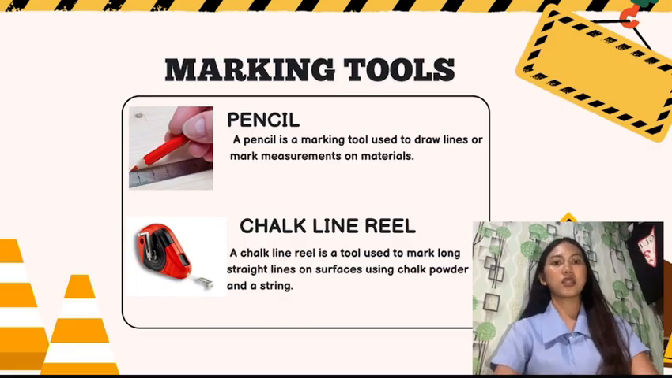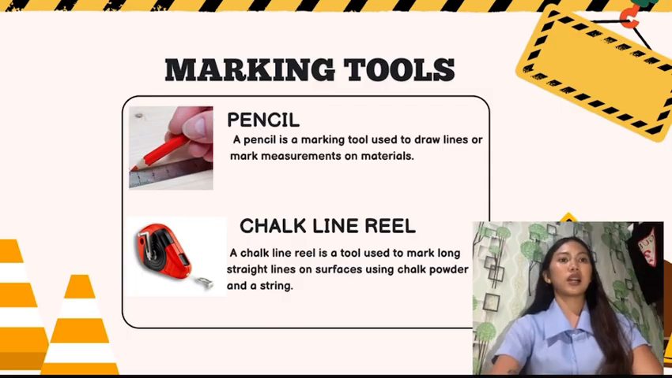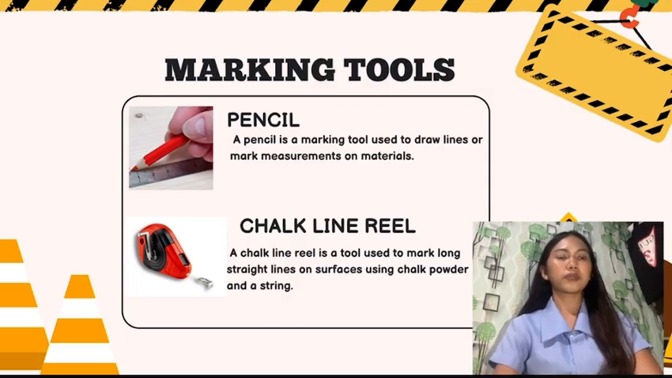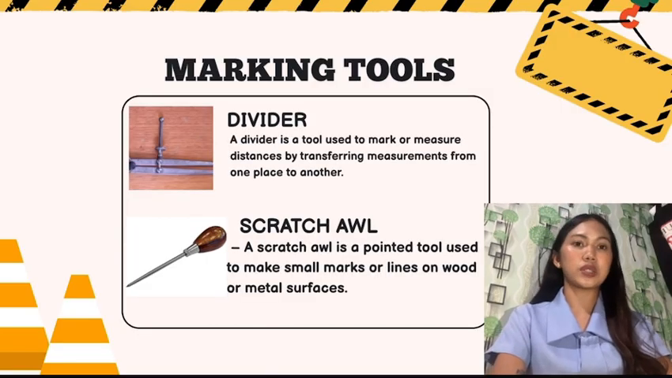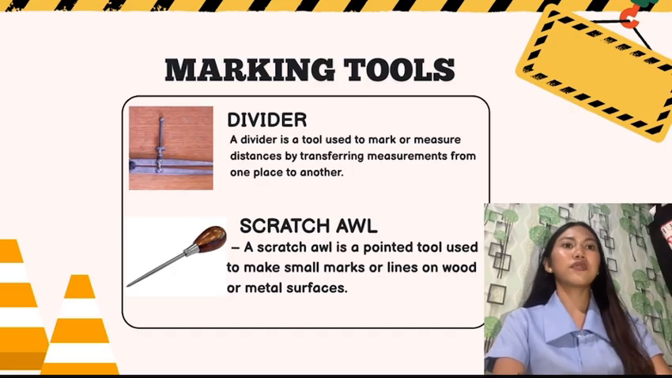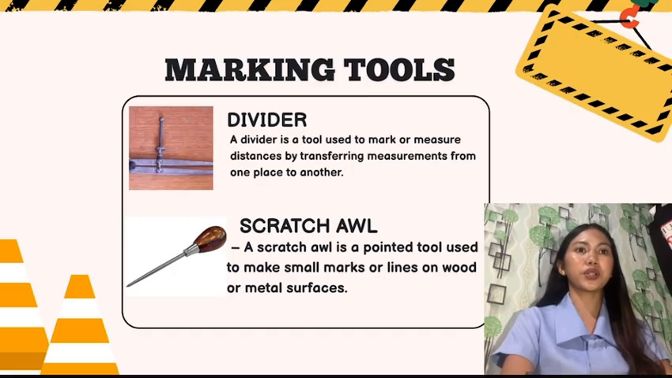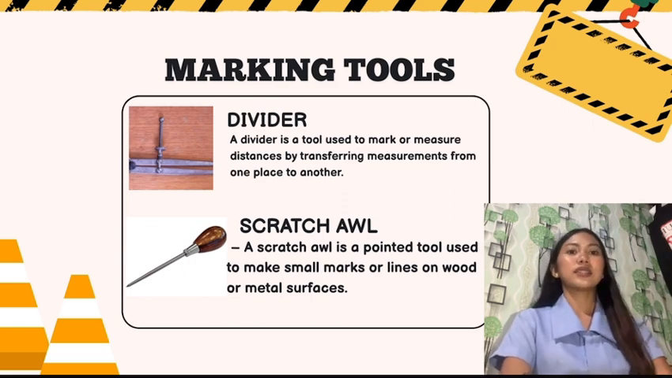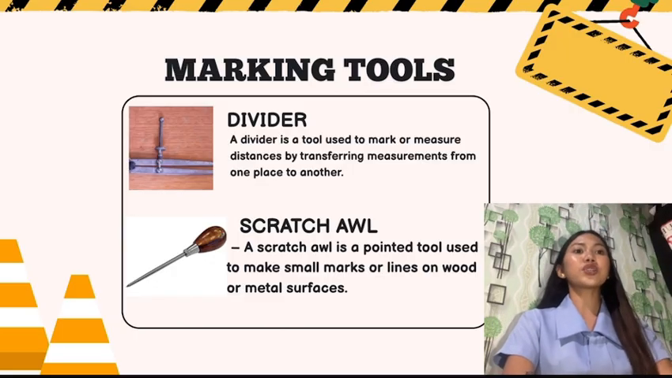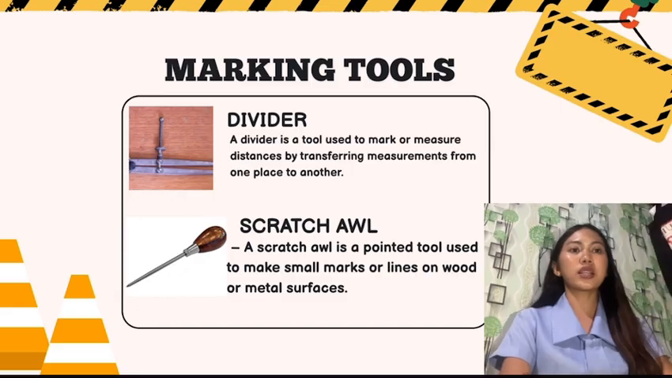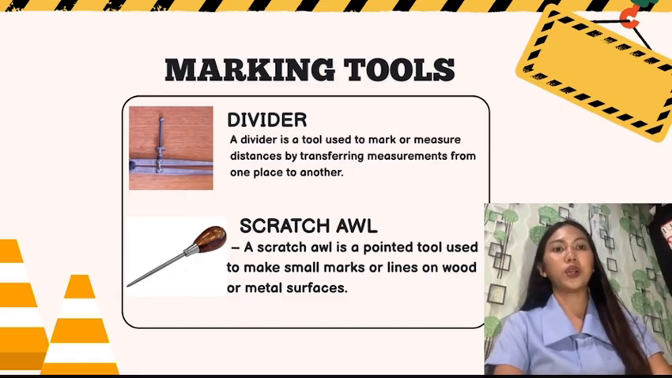Second is chalk line. A chalk line reel is used to mark long straight lines on a surface using chalk powder or a string. The third example for marking tools is divider. A divider is a tool to mark or measure distance by transferring measurement from one place to another. The last example is scratch awl. A scratch awl is a pointed tool used to make small marks or lines on wood or metal surfaces.